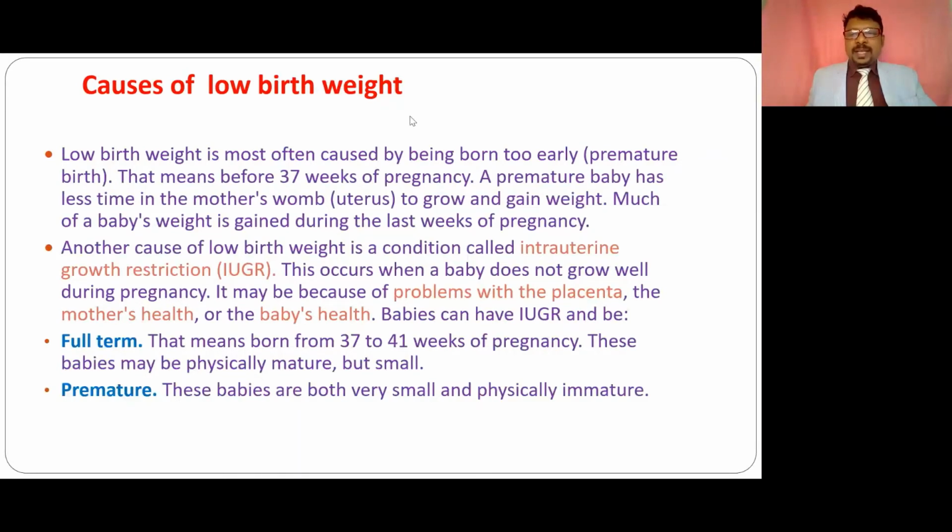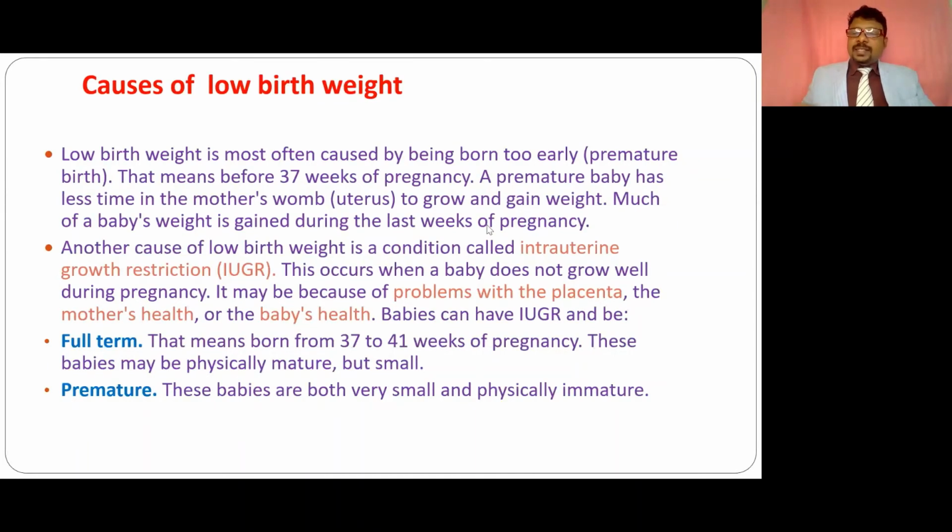A premature baby has less time in the mother's womb. If the mother has any problem in the uterus or any infections, there may be a chance of premature delivery. Much of the baby's weight is gained during the last weeks of pregnancy. So if the mother delivers the baby before 37 weeks, in between 35 and 37, that is the time for the baby's weight gain, so the baby may have less weight.